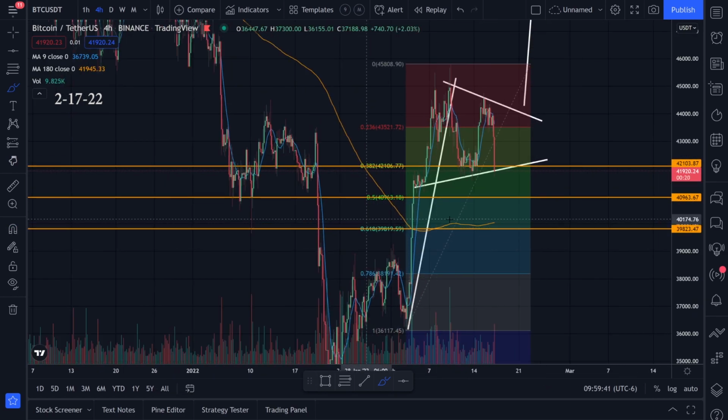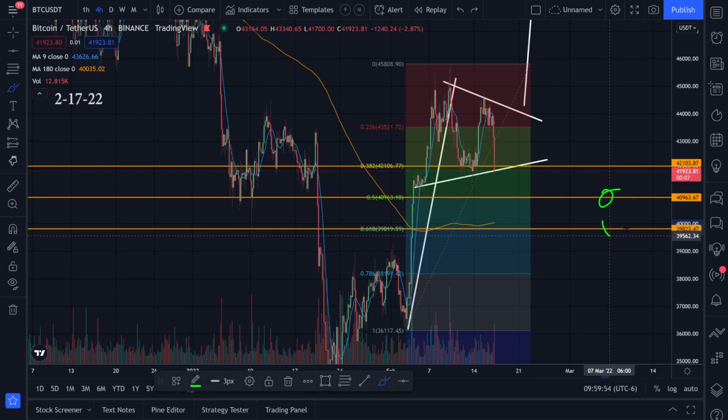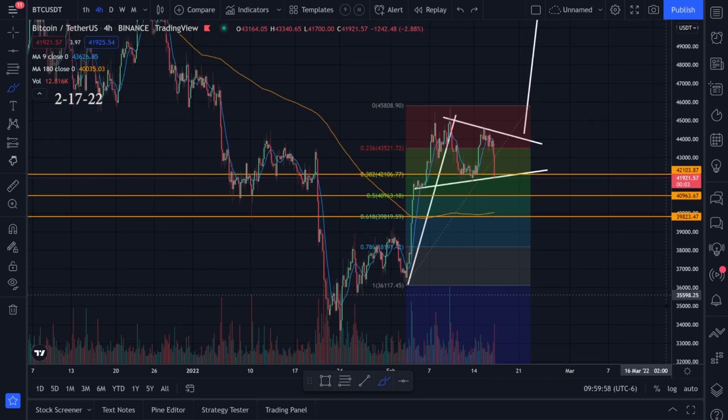The spots that I'm looking at though are this one, and these are sitting at 40,000. This one here is sitting around 40,963, and that's the 50% level. And then we have the 61% level sitting around 39,823. Those are the spots that I'm kind of looking at next.